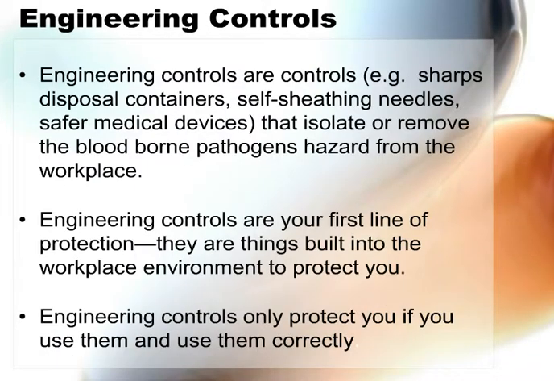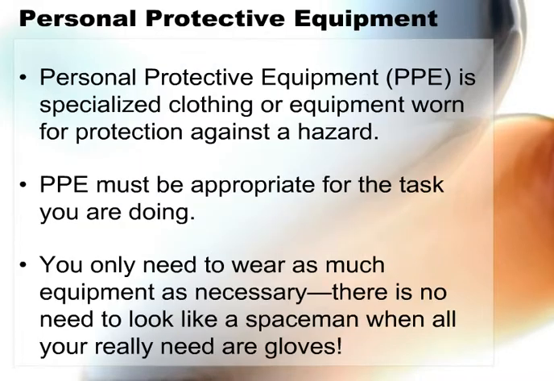Engineering controls are controls such as sharps disposal containers, self-sheathing needles, and safer medical devices that isolate or remove the bloodborne pathogens hazard from the workplace. Engineering controls are your first line of protection. They are built into the workplace environment to protect you. Engineering controls only protect you if you use them and use them correctly.